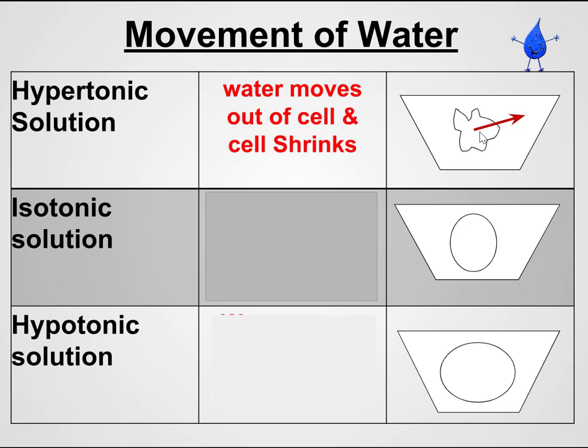The second type is isotonic solution. Now on your paper it says equal parts solute and water. So solute is like that sugar or salt.